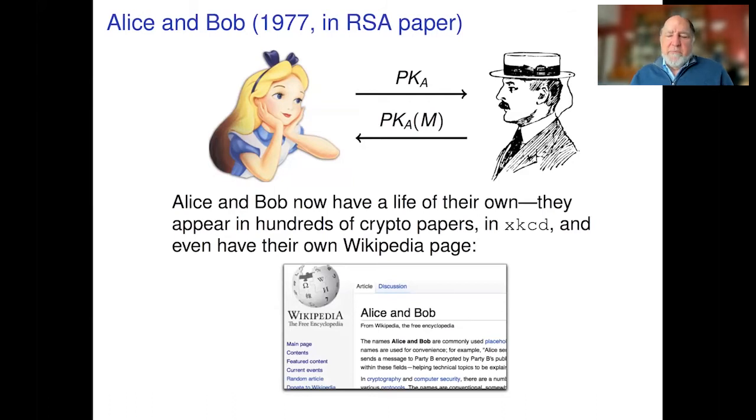They appear in almost every cryptographic paper. There are hundreds of papers, if not thousands. There's XKCD cartoons about them, and they have their own Wikipedia page that you can look up. So Alice and Bob have become really standard figures in the world of cryptography, and they made their first appearance in the RSA paper. It's a wonderful expository device because you can talk about he and she and use pronouns and so on and so forth. So hi to Alice and Bob.